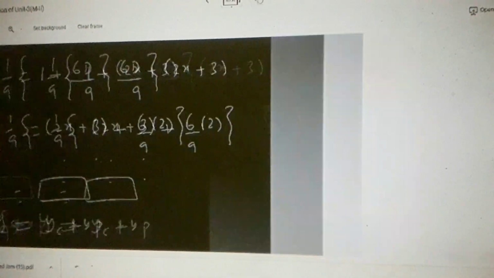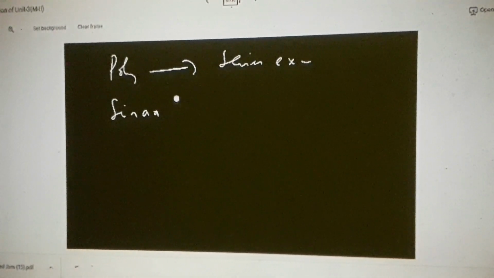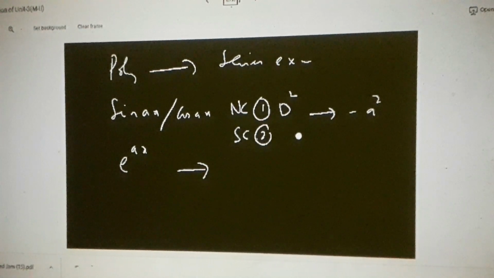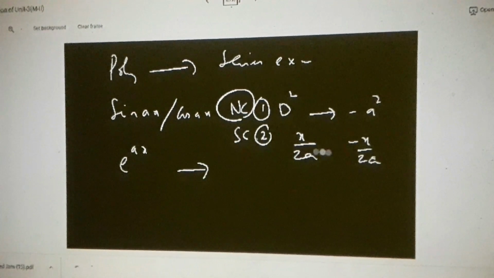So we discussed all 3 cases. When a polynomial comes, you have to go for series expansion, and when sin ax or cos ax appears, d square is to be replaced as minus a square. When e to the power of ax appears, this is the normal case, and in the special case you have to use the formula x by 2a or minus x by 2a. Sin will become cos, cos will become sin. I am not writing full detail here. Just remember this normal case, d square as minus a square. In the special case, it is this one.